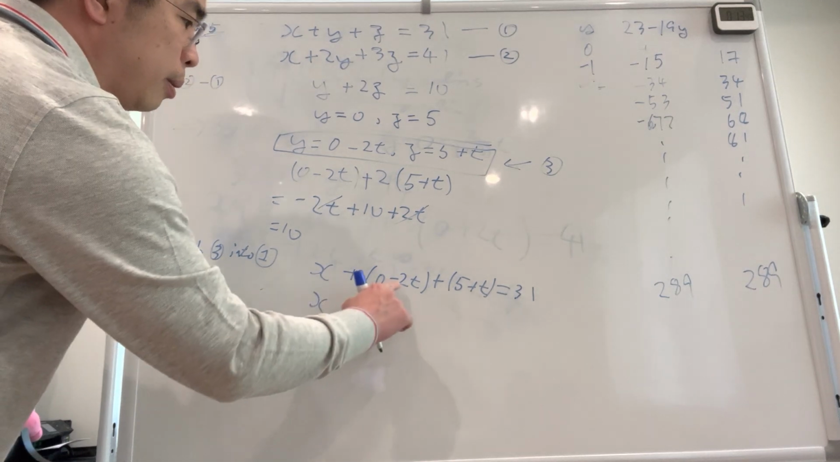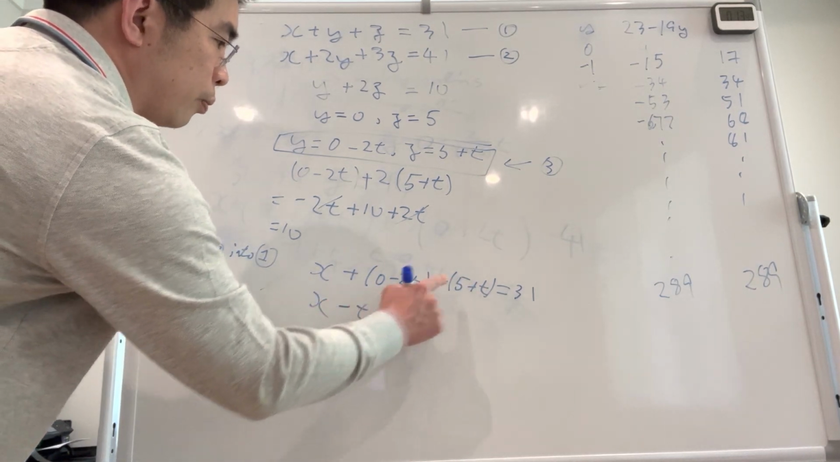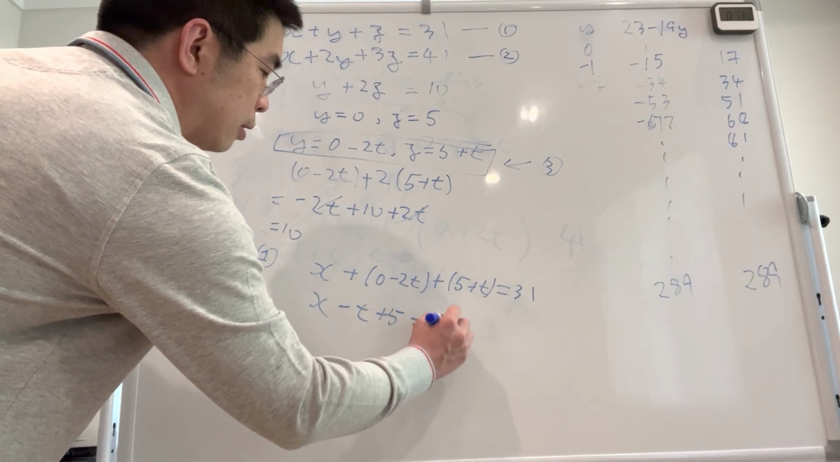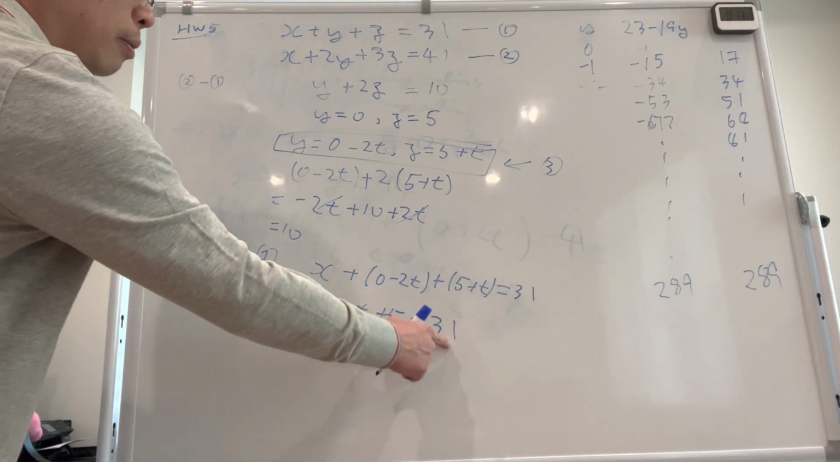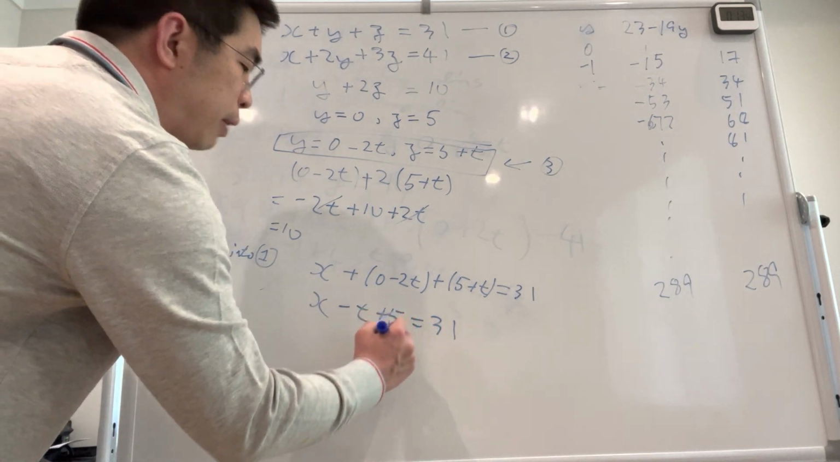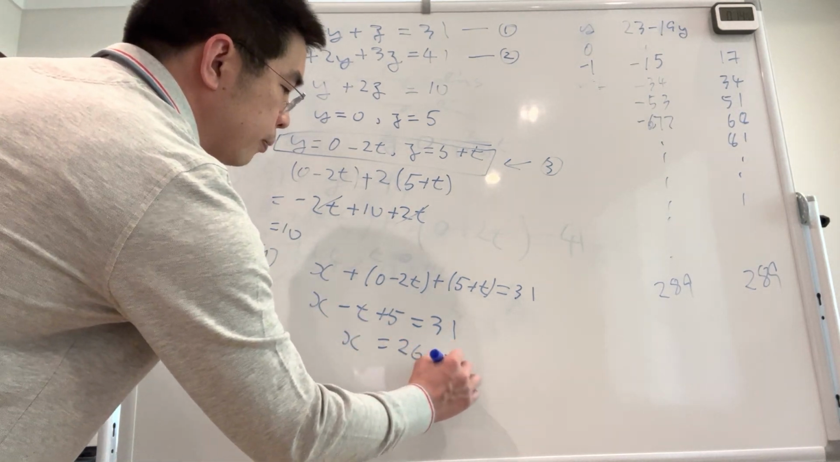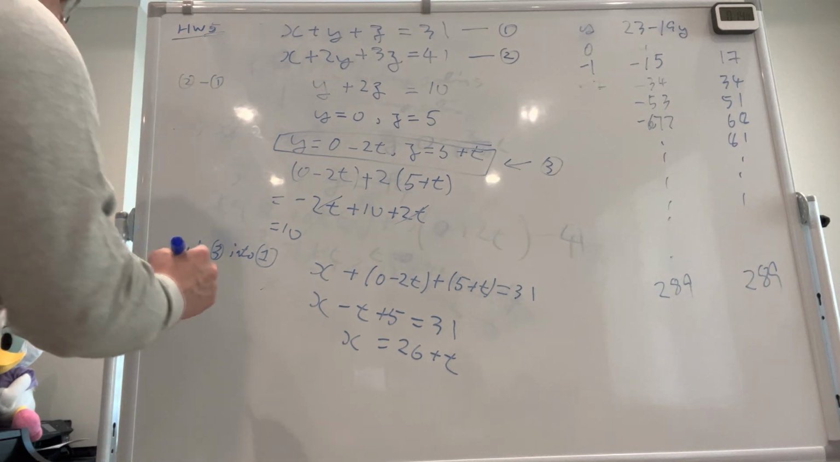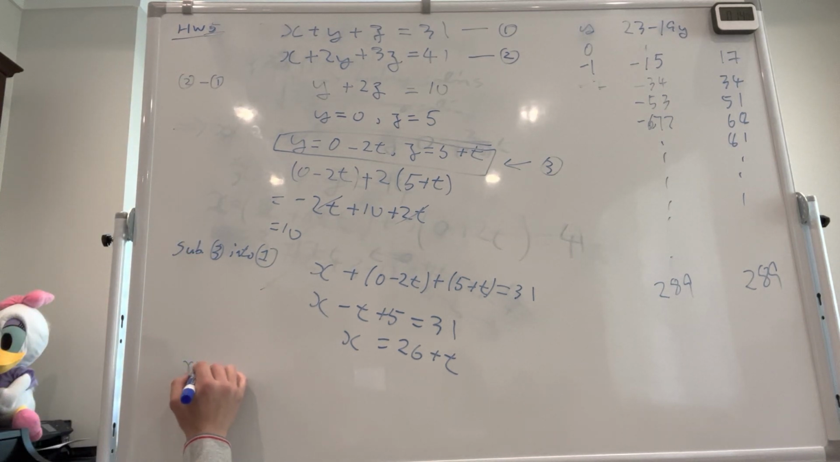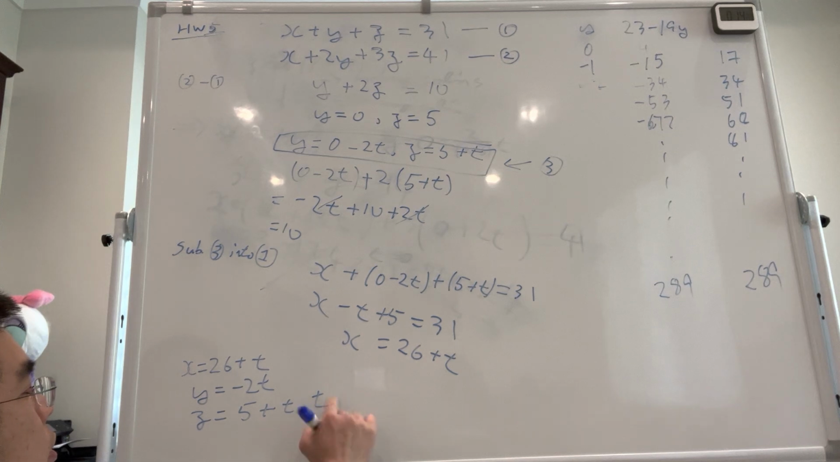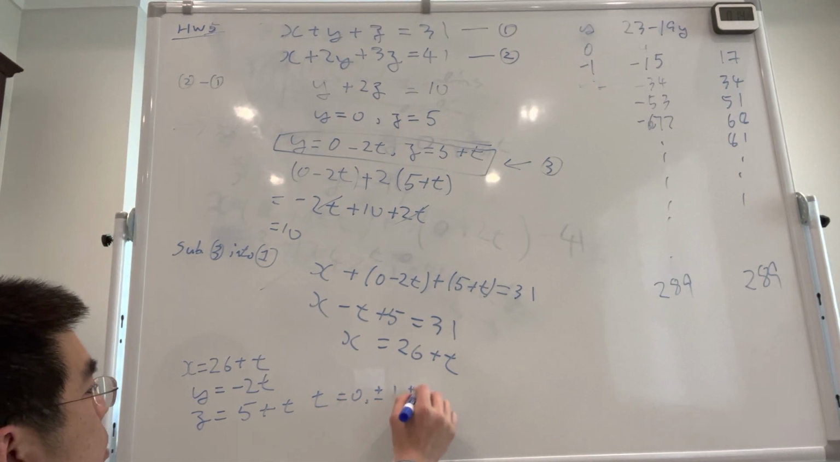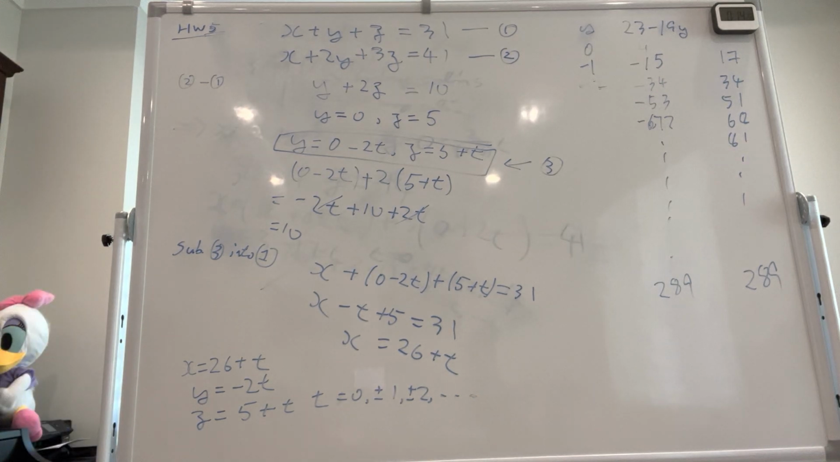And minus 2t plus t is minus t, and then you got plus 5, and on the right-hand side you got 31. And then the rest is you minus 5 from both sides, so this becomes 26, and this plus 5 goes away. And then you plus t to both sides. So the answer to this question is just rewriting it. x is equal to 26 plus t, y is equal to minus 2t, z is equal to 5 plus t, and t is 0, plus or minus 1, plus or minus 2, etc. Any questions so far?